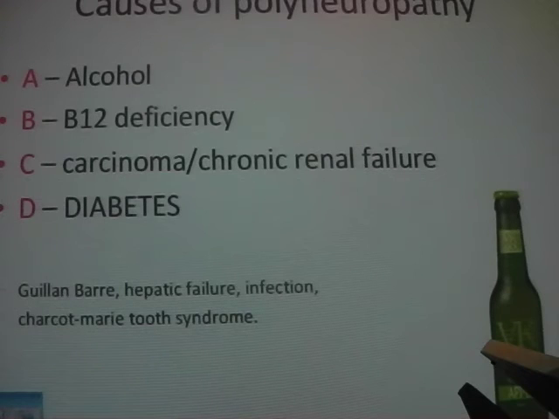So some common causes of polyneuropathy. Thankfully this fits into a really nice algorithm like everything else, A, B, C, D. So you can see alcohol, B12 deficiency, carcinoma, chronic renal failure, and the most common one that you're going to get in your OSCE is something like diabetes. If you want to be really smart, things like Guillain-Barré, hepatic failure, infection, and Charcot-Marie-Tooth syndrome.